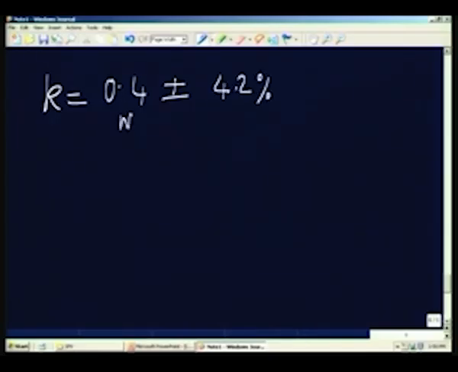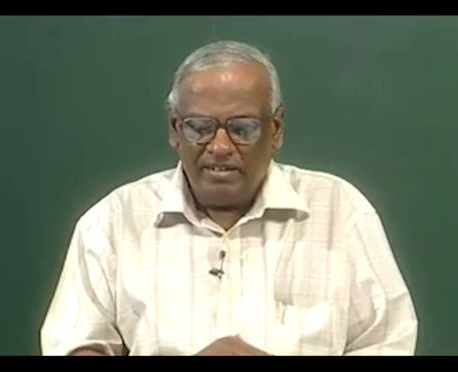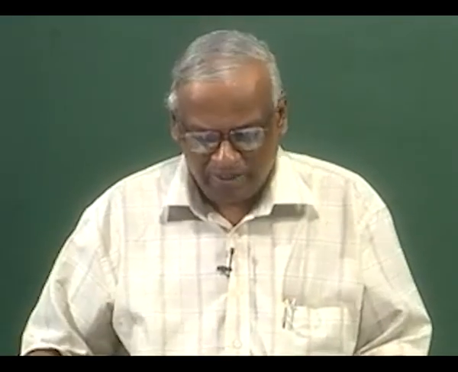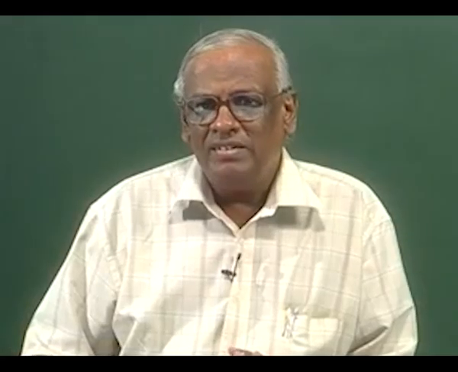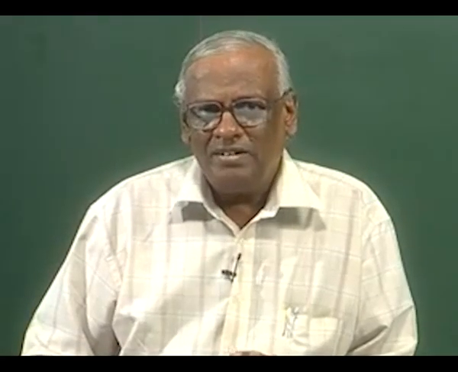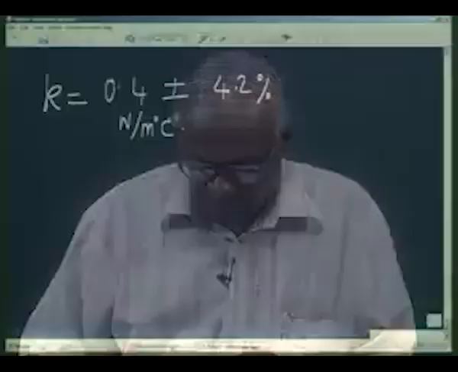This is in watts per meter degree. So, I can specify it as 4.2% plus or minus 0.4, plus or minus 4.2%. That is the value which we will get using this particular method. So, what we have done is to look at the measurement of thermal conductivity of a solid using a guarded hot plate apparatus, and we have taken an example and seen how to work it out and also see the type of expected error in this measurement.